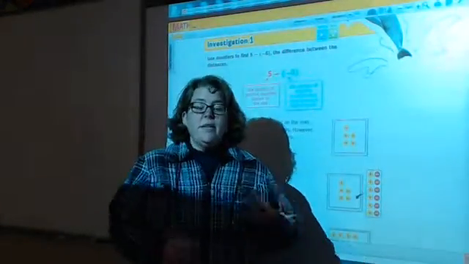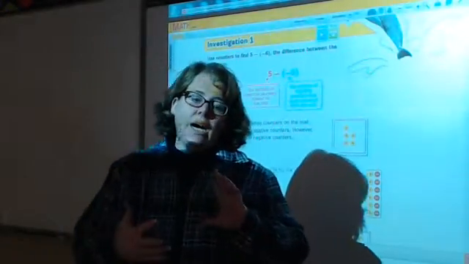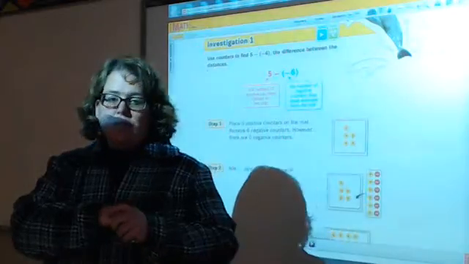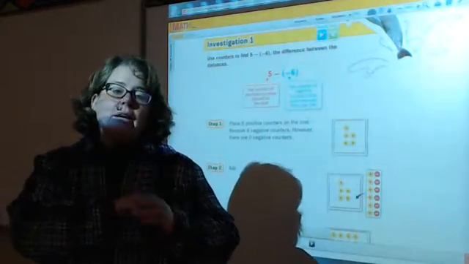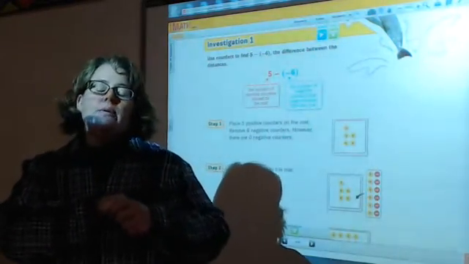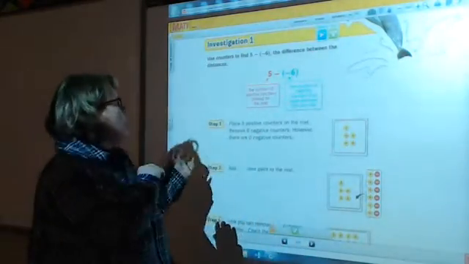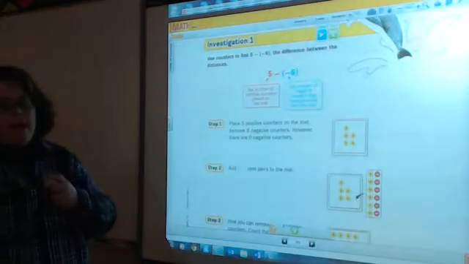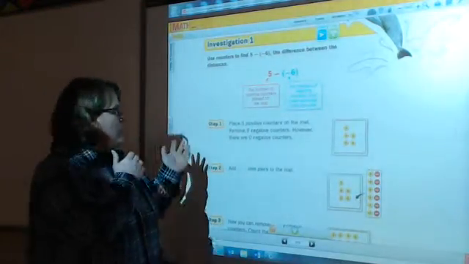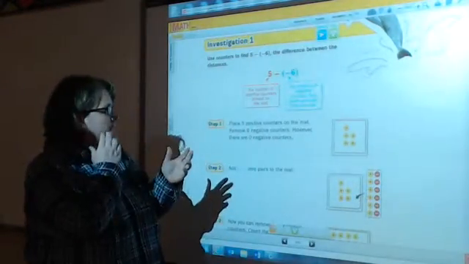Today's lesson is an inquiry lab. So we're moving now on to subtracting integers, and we're going to do a little lesson on modeling how to subtract integers, just like we did modeling how to add integers. So today we're going to use counters on how to subtract integers.